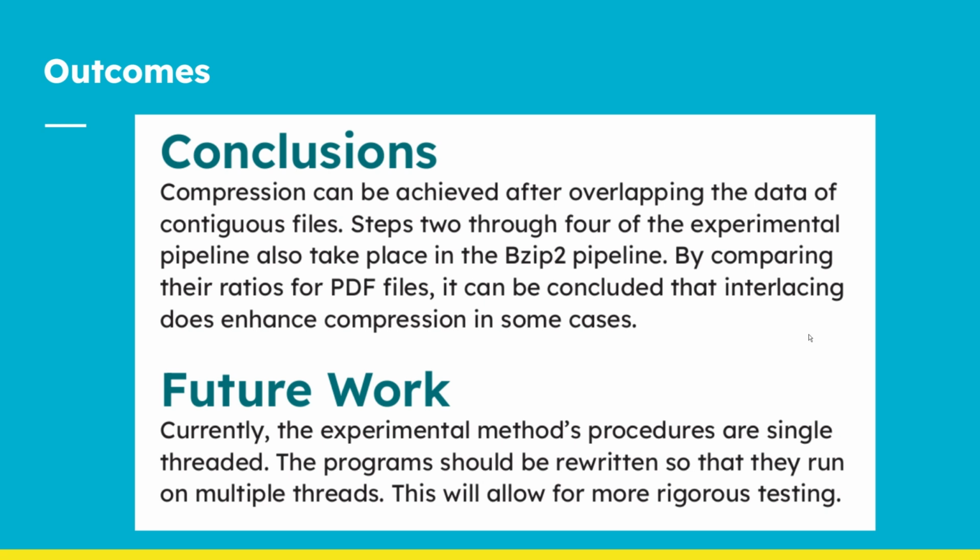After the tests, which were admittedly few, I concluded that compression can be achieved after overlapping the data of contiguous files. Because steps 2 through 4 of the experimental method are a part of the bzip2 pipeline, I also concluded that interlacing does enhance compression in some cases.